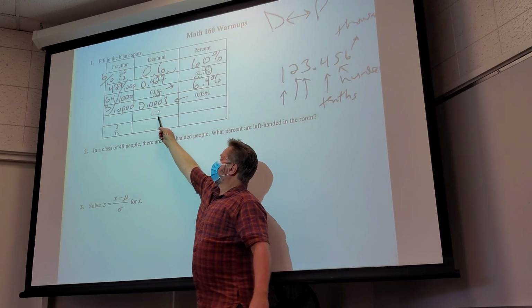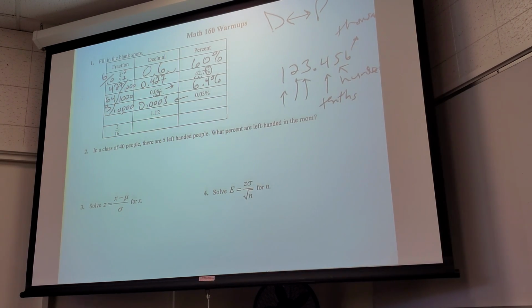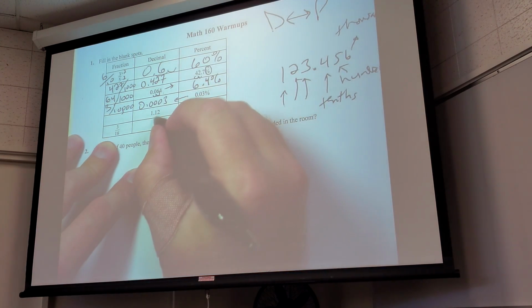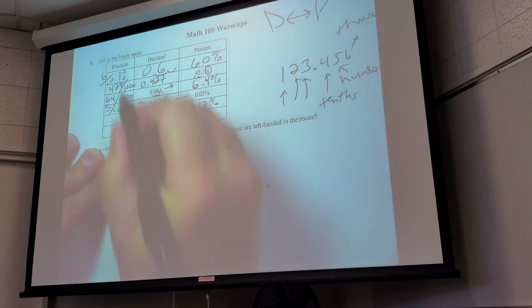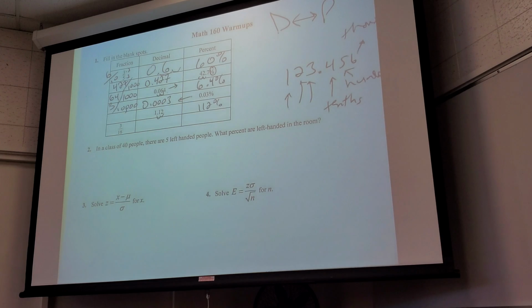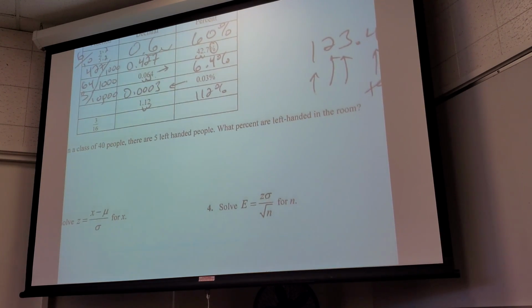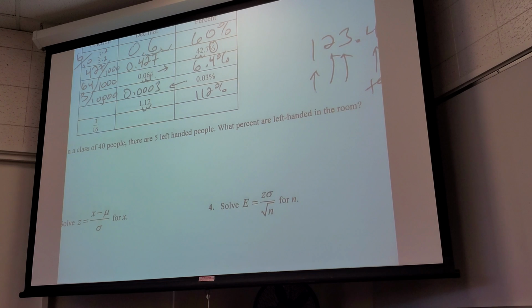What about this guy? What is that as a percentage? 112. I like it. You just move it over twice. Bang, bang. And then as a fraction, there's a couple different ways you can write this as a fraction. How did somebody do that? Anybody write that as a fraction? I did 112 over 100. Because percent means out of 100. So that's direct. 112 out of 100. There's another way to do it though.